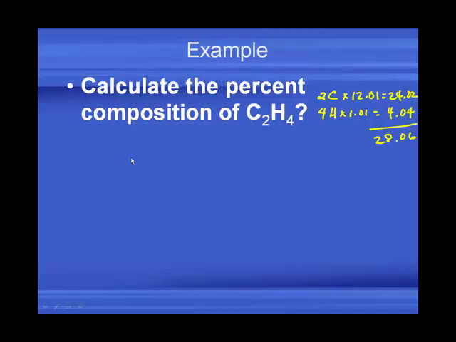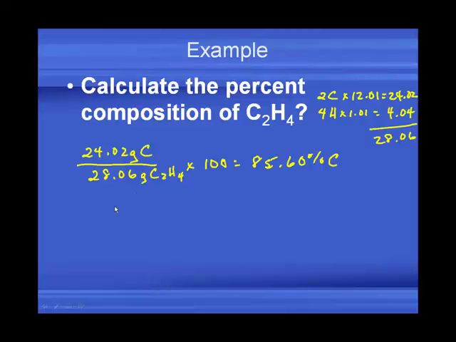If you outline it like this, it's really simple to solve the problem then to do the percent composition. Let's say we want to do the percent composition of carbon first because it's listed first. So we have 24.02 grams of carbon divided by the mass of the whole thing, C2H4, times 100. So 24.02 divided by 28.06 times 100, and I should have my answer in 4 sig figs, so that should be 85.60% carbon.